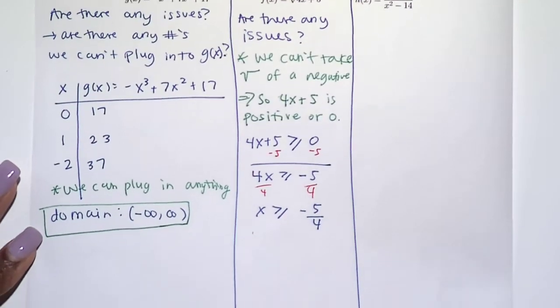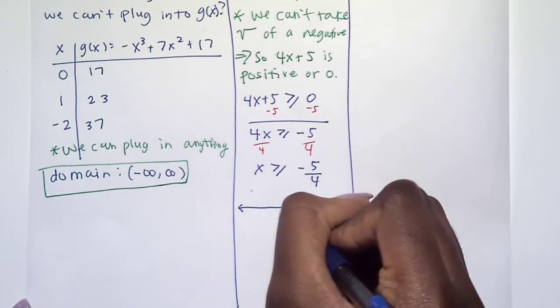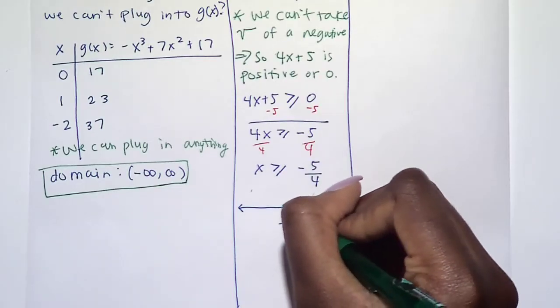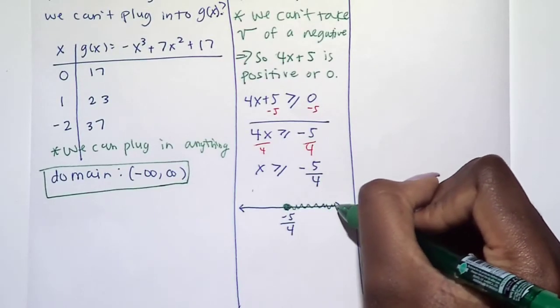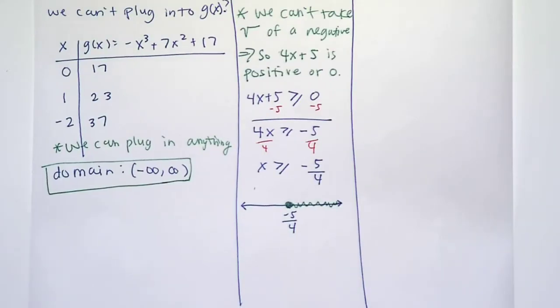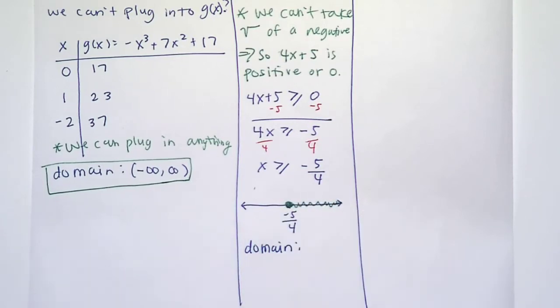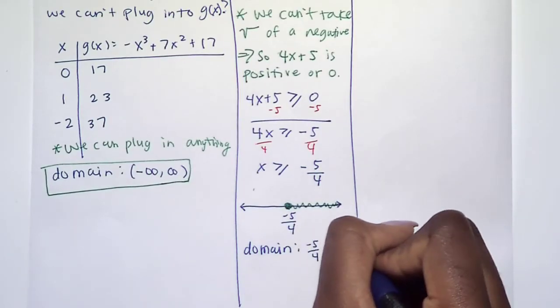And so the way we write our domain is by using a number line. Let's put negative 5 over 4 on a number line. And our answer says that x must be greater than or equal to. So already we see or equal to, so I'm going to put a closed dot. Greater than, so x must be bigger. So x can be all of these values here, negative 5 over 4, or anything bigger than that. So to answer our question, the domain of this function is from negative 5 over 4 to infinity.